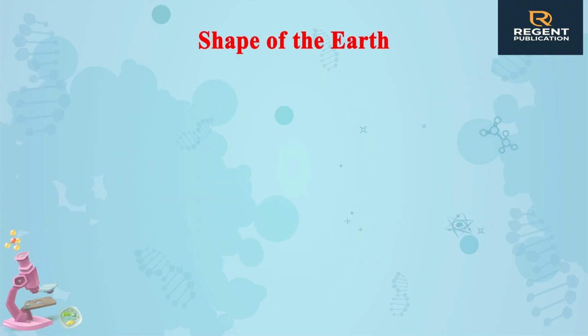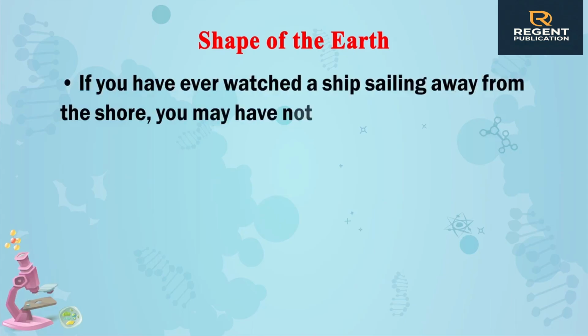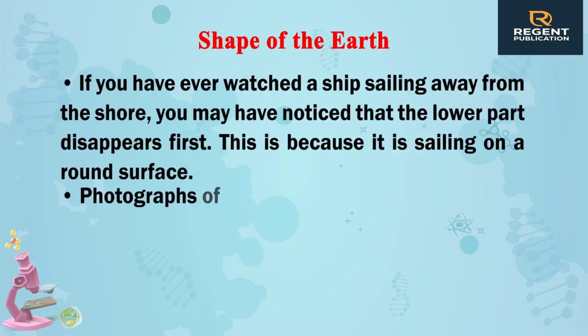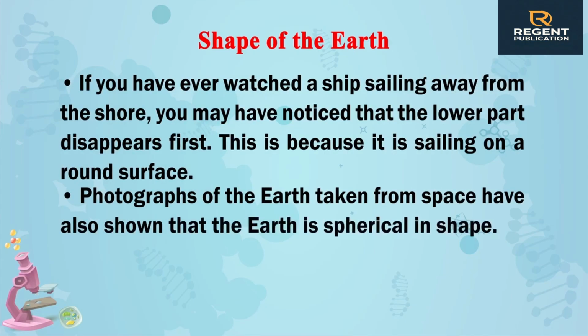If you have ever watched a ship sailing away from the shore, you may have noticed that the lower part disappears first. This is because it is sailing on a round surface. Photographs of the Earth taken from space have also shown that the Earth is spherical in shape.